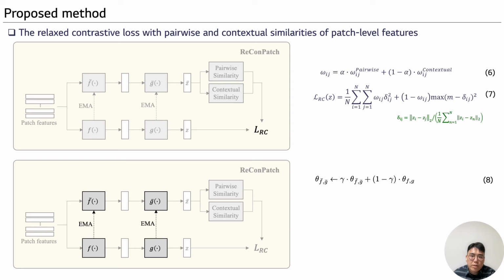While the representation learning network is trained with the relaxed contrastive loss, the similarity calculation network is slowly updated with the exponential moving average. Because fast training of the similarity calculation network reduces the consistency of the relationship between the patch level features, leading to unstable training.